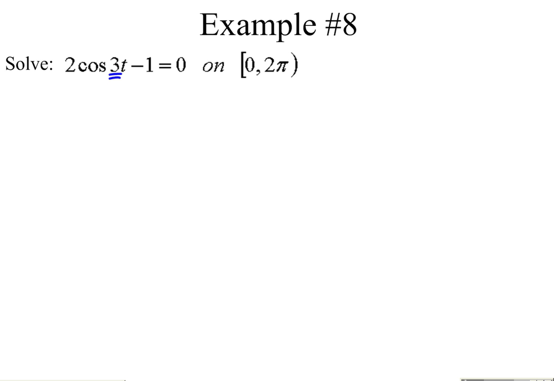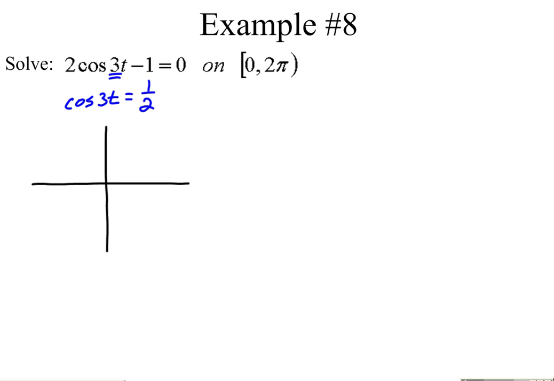Number 8. This time we have a period change. Remember back to when we were graphing trigonometric functions, the coefficient on the angle part controlled the period. Remember, the period controls how quickly or how slowly the function starts repeating itself. In this case, we are going to ignore that until the very end. So we're going to solve this as if this were the equation 2 cosine t minus 1 equals 0. So we still want to get the trig function all by itself. Cosine of 3t equals 1/2.